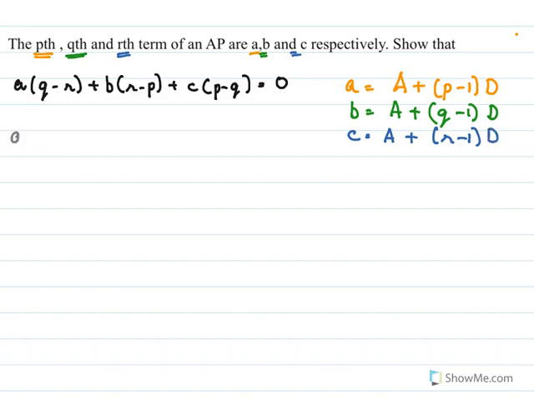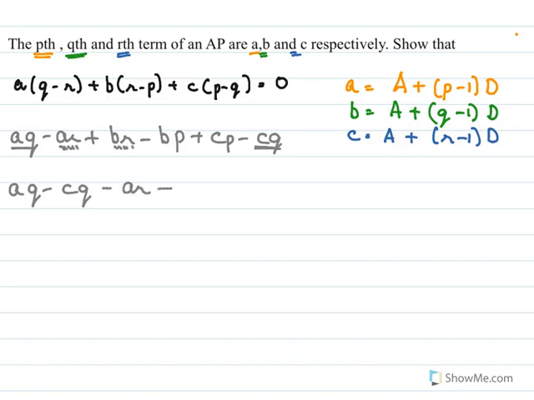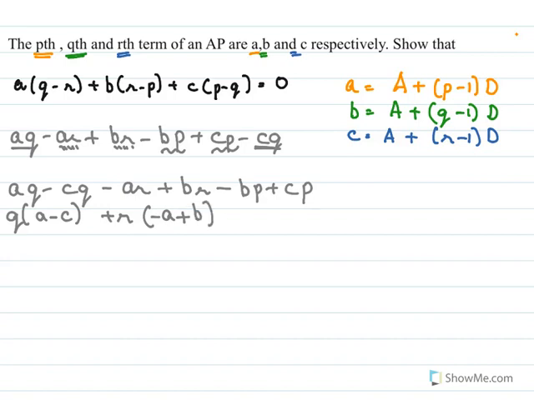Now we need to prove this. So first we open the bracket. So aq minus ar, br minus bq, plus cp minus cq. We'll bring all the q terms together. This is one q term and here is a q term. So this is aq minus cq. Then we'll bring all the r terms together, minus ar plus br, and we'll bring the p terms together. Here we take q common out, so what remains is a minus c. Here we take r common out, so what remains is b minus a. Here we take p common out, so what remains is c minus b.